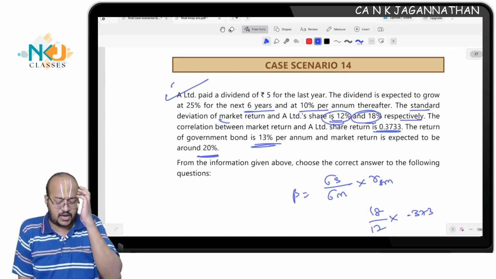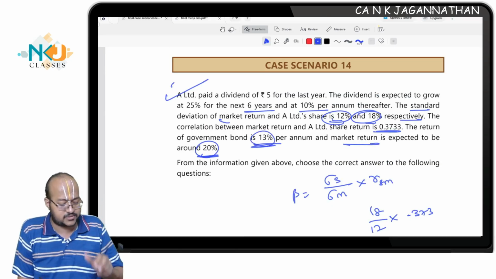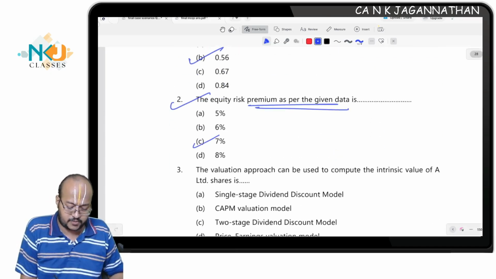Next, equity risk premium as per the given data. Equity risk premium is nothing but RM minus RF. Market return is given as 20%, RF is given as 13%. Very simple and straightforward. 7% is the solution.